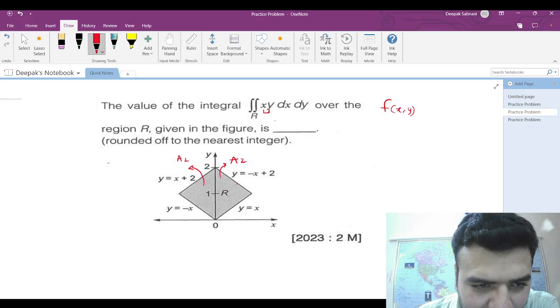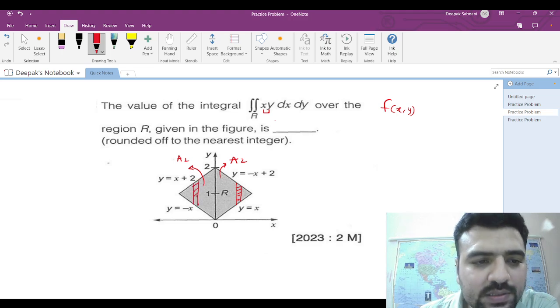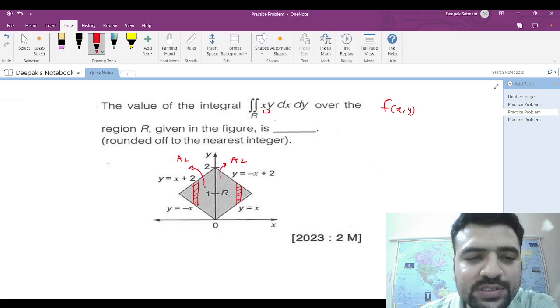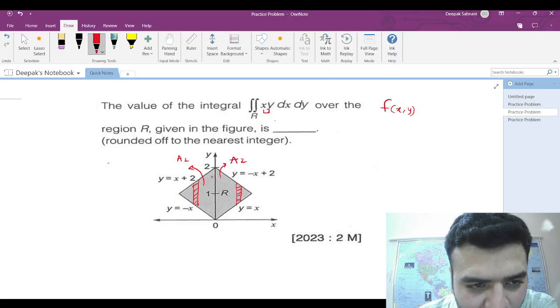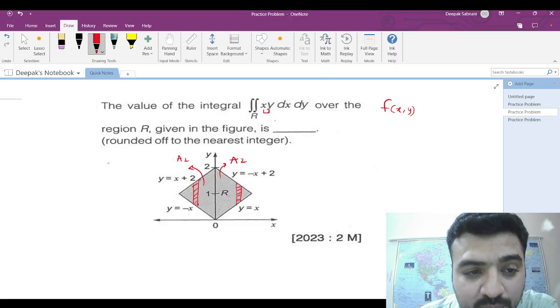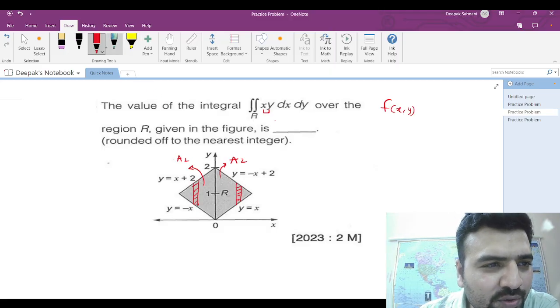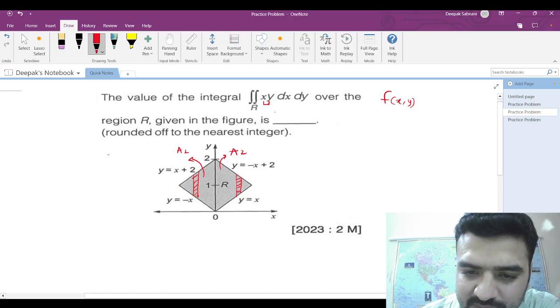And now what I can do is take two vertical strips. This is one strip, this is another strip. Okay, somebody can use a horizontal strip also, but if you take a horizontal strip, then you are not able to cut all the curves by that. If you really want to take a horizontal strip, that also I'll explain. Let me solve by this, then I will explain that part also.